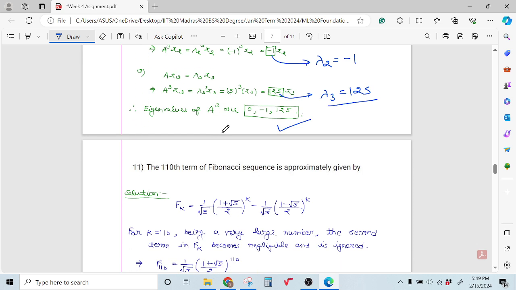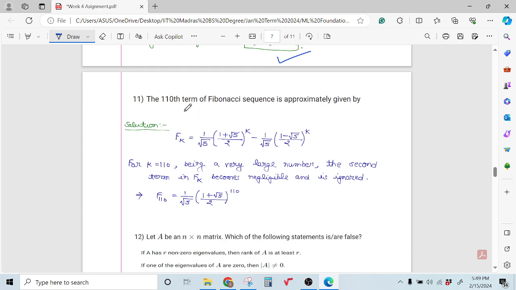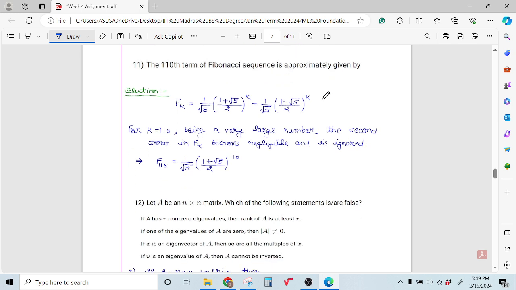So let us solve the 11th problem of this series. The 11th problem says the 110th term of the Fibonacci sequence is approximately given by? For the 110th term we will solve this problem using this formula. In general, the kth term of the Fibonacci series is given by 1 by root 5 times (1 plus root 5 by 2) to the power k minus 1 by root 5 times (1 minus root 5 by 2) to the power k.